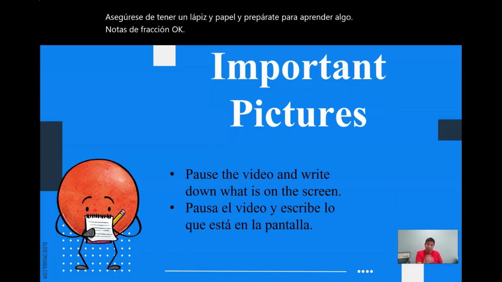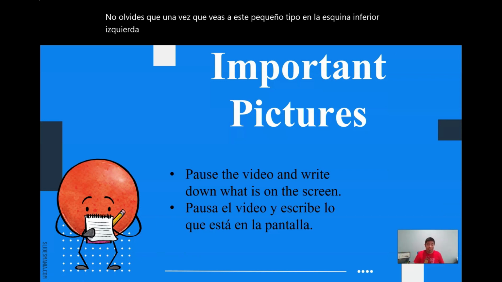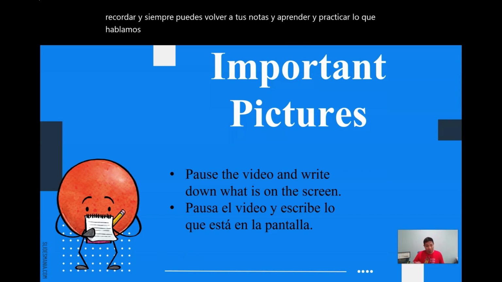Don't forget that once you see this little guy on the bottom left corner, okay, pause the video and write down what is on the screen. It's very important that you take good notes so that way you learn and you can remember, and you can always go back in your notes and learn and practice what we talked about throughout the week and months to come, okay?